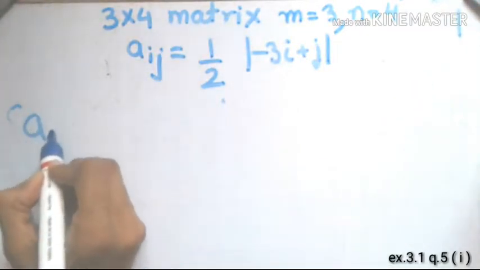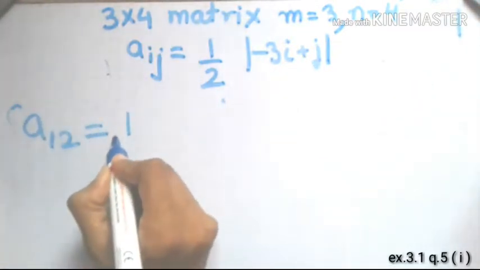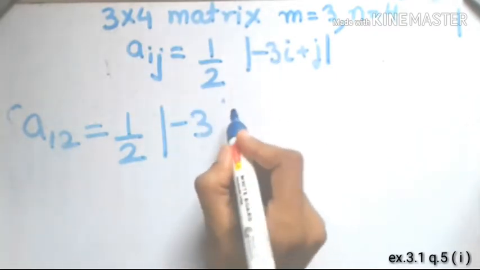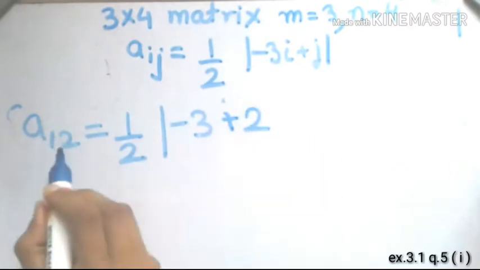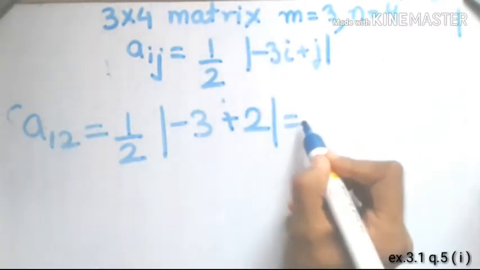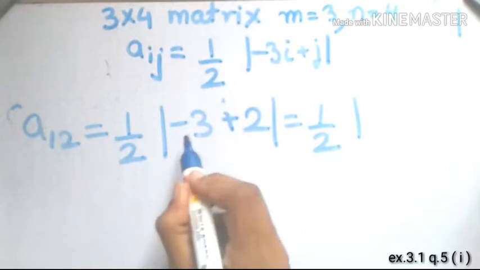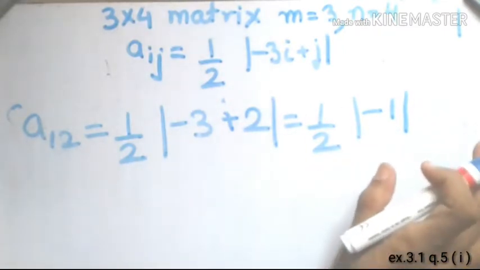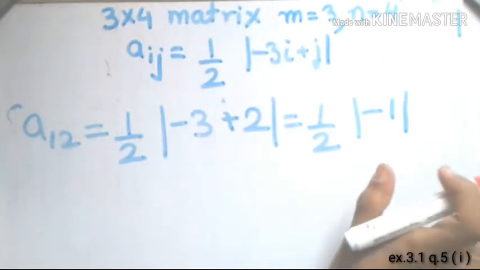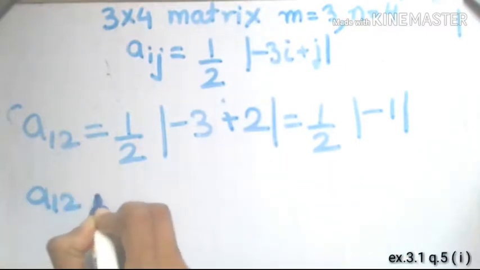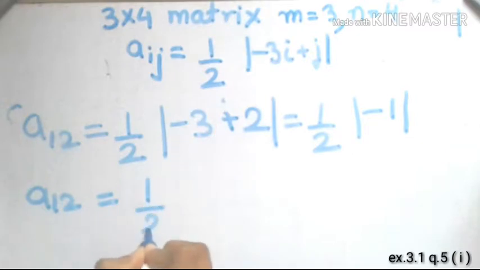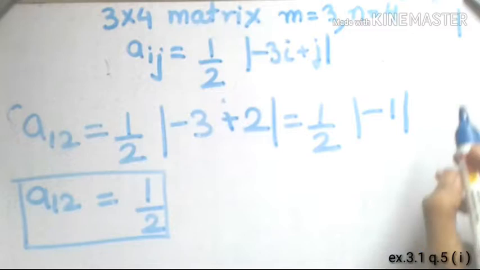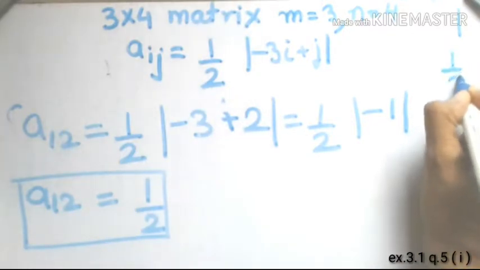Let's see A12. A12 is going to be half into minus 3 into 1, which is 3, plus J having the value 2, which is going to be half into minus 3 plus 1 is minus 1. So modulus of minus 1 is going to be 1, plus 1. So A12 is going to be plus 1 divided by 2. This is my second matrix element. Let me just note it down.